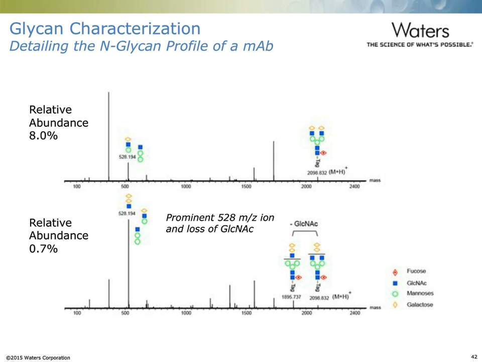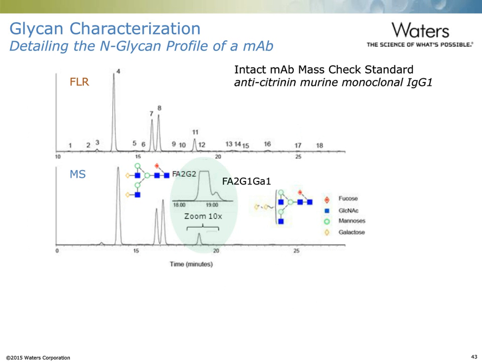Note that a 528 m/z ion was found to be very prominent in the spectrum for the low-abundance isobaric species. High yields of such an ion have previously been reported as being diagnostic of an alpha-gal configuration in glycans, where 2 galactose residues are linked through an alpha-1,3 bond. Also observed in the spectrum for the low-abundance species was a very prominent loss of GlcNAc, which is observed when an N-glycan branch terminates with a GlcNAc residue. Collectively, these high-sensitivity, information-rich fragmentation data support the identification of the isobaric low-abundance species as an alpha-gal-containing FA2G1Ga1 glycan, with a structure shown on the bottom right.